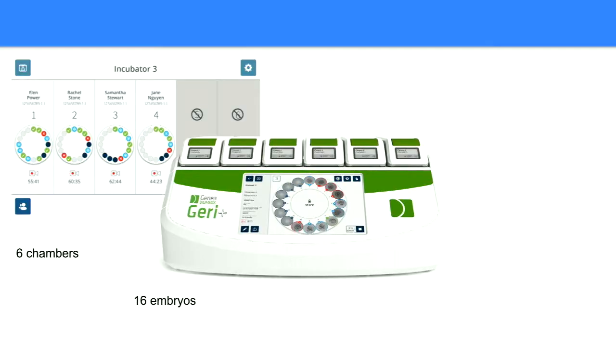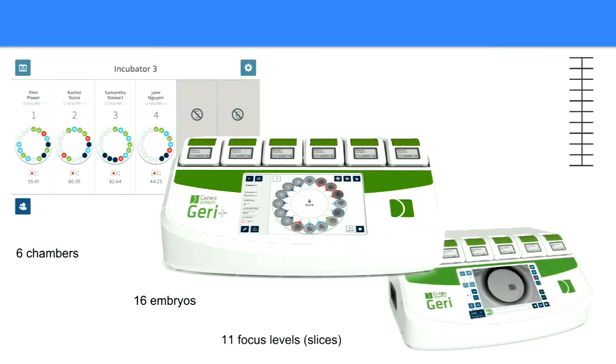Now, one Jerry instrument has 6 chambers, and each chamber supports up to 16 embryos at once. These would be different embryos from the same patient. And then for each embryo, we take time-lapse footage at up to 11 different focus levels or slices.